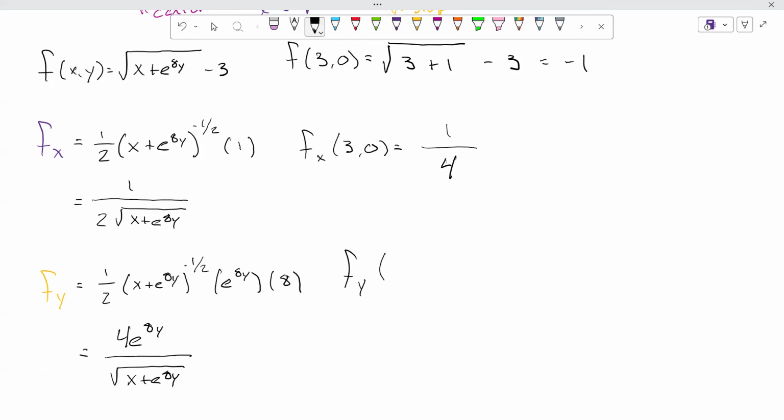Then I also need that y partial at 3, 0, which if I plug it all in, I'm going to get 4 in my numerator and 2 in my denominator, right? So that'll be 2, assuming I did all that math correct. Sure, someone will let me know if I missed.